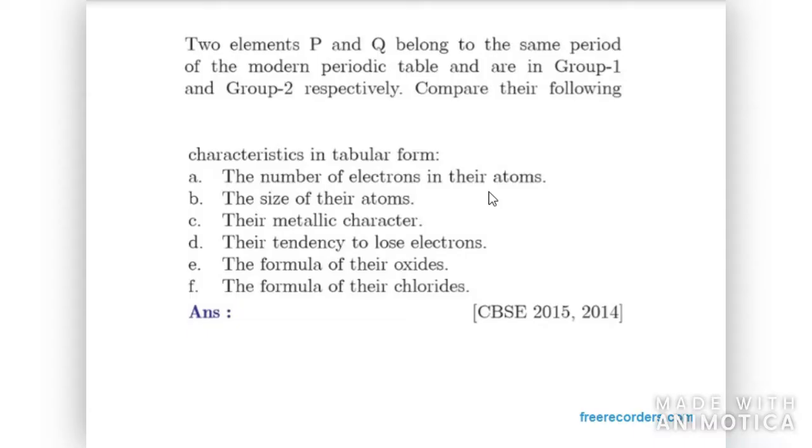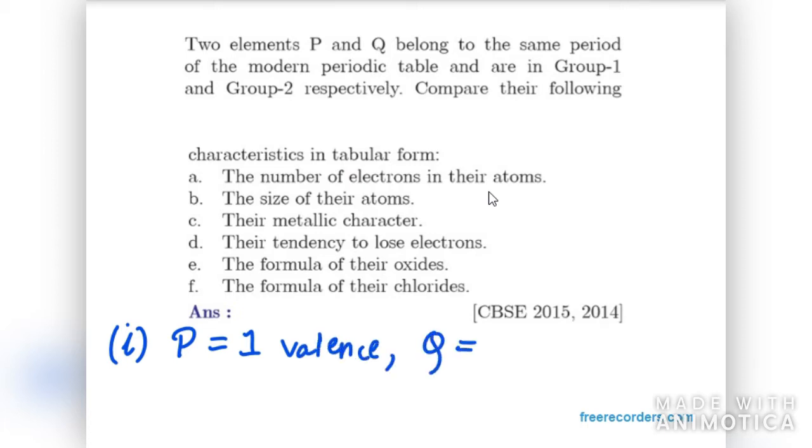Two elements P and Q belong to the same period of the modern periodic table and are in group 1 and group 2 respectively. Compare their following characteristics in tabular form. So first is the number of valence electrons in their atoms. So P, as it is from group 1, should have one valence electron. Now for Q, it should have two valence electrons, as it is from group 2. And the second one, size of their atom. So P is bigger than Q.